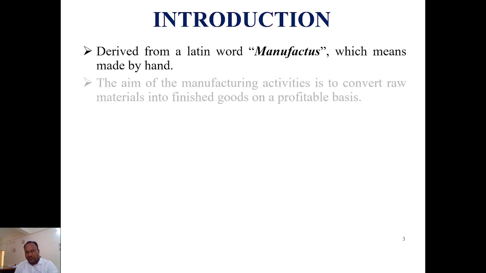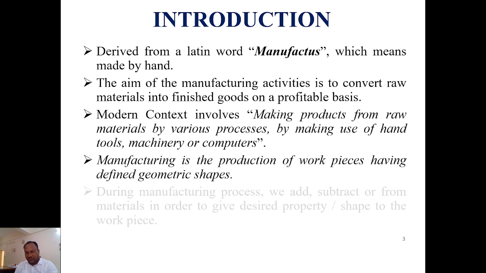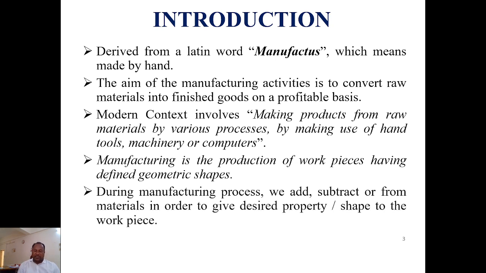Before rapid prototyping, we need to define the manufacturing process. Normally, manufacturing converts raw materials into finished products, by various processes using tools, machinery and computers. During manufacturing, we either add material or subtract material, in order to give the workpiece the desired property or shape as given by the dimensions of the drawing.